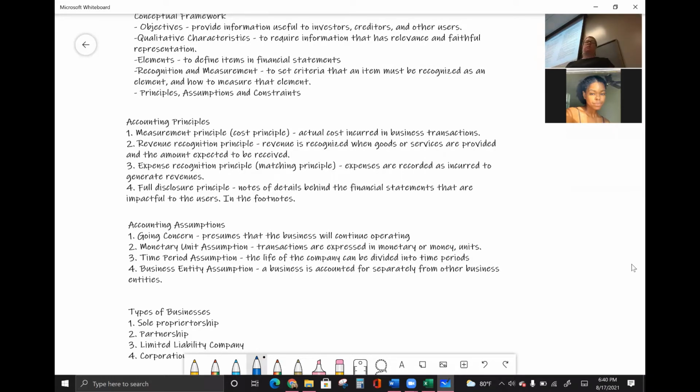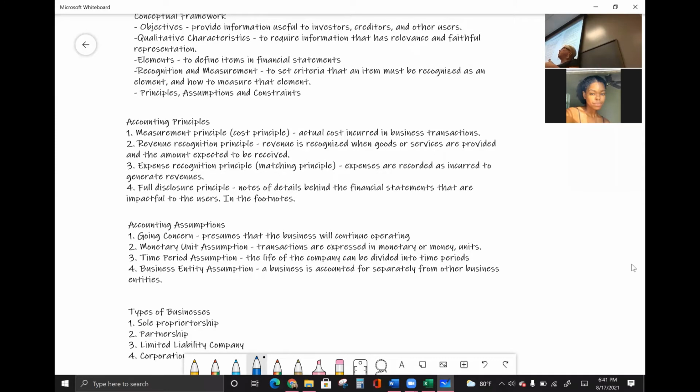Then we have the revenue recognition principle. So we recognize the revenue of goods and services when they're provided and when they're expected to be received. So what that means is if I have an organization, let's say I have an accounting firm and I'm going to go out and sell some consulting services. So I know I'm going to provide a service and I'm charging $2,000.